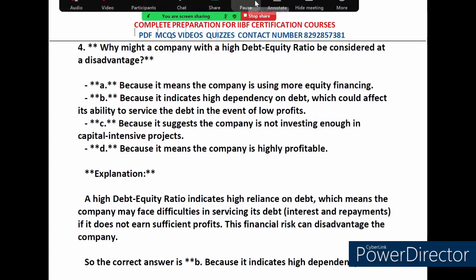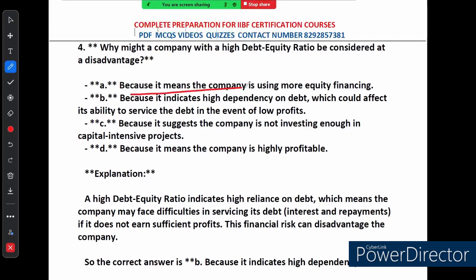First option says because it means the company is using more equity financing. This is actually wrong. Actually high DER suggests the opposite. It means the company is using more debt, not equity. So option A is incorrect. Option B says because it indicates high dependency on debt which could affect its ability to service the debt in the event of low profitability. So this is the right answer.